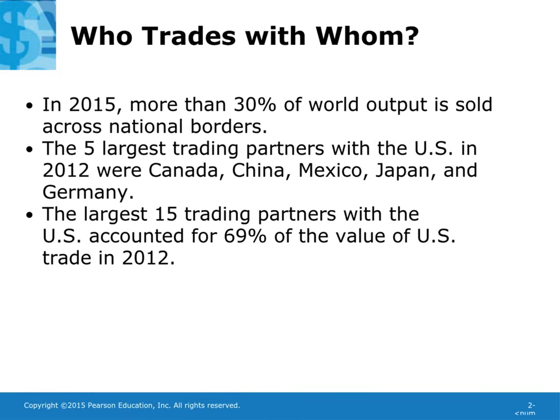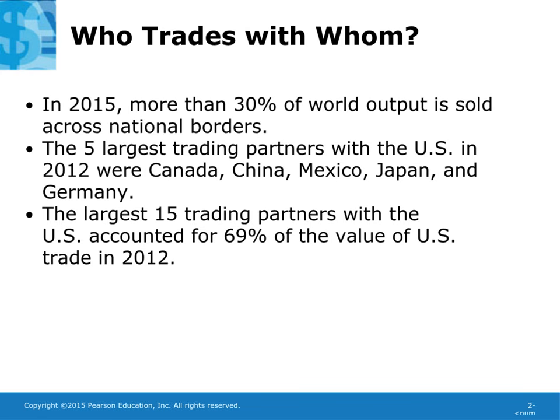Now, let's look at the actual data behind the question, who trades with whom? To understand the scale we are talking about, consider that as of 2015, more than 30% of total world output is sold across national borders. This means that about 1 out of every $3 of value created globally is part of international trade.